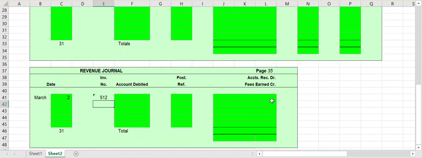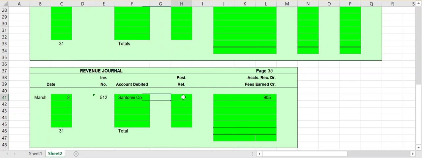Remember, with our revenue journal, there's only one amount column because every single time we utilize the revenue journal, it's affecting the same two accounts. It's always going to be debiting accounts receivable, and it's always going to be crediting our fees earned. So our debits and credits still equal here. Under the account debited, we want to know whose accounts receivable is being debited. In this case, it's Santorini Company.